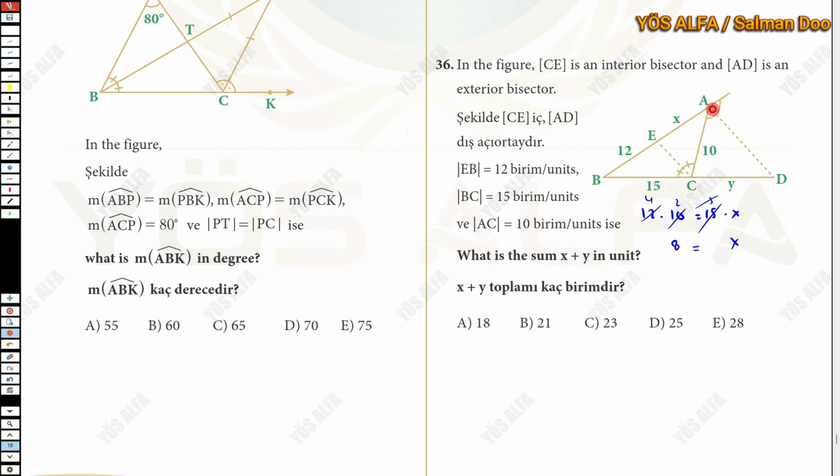And from the exterior bisector theorem, we know that the multiplication of these two, 10 times 15 plus y, is equal to the multiplication of this and that. So y times 12 plus x, x is 8, so y times 20. 10 times 2 is 20. From here, y is 15. Since we're asked to find x plus y, the answer is 8 plus 15, which is 23.